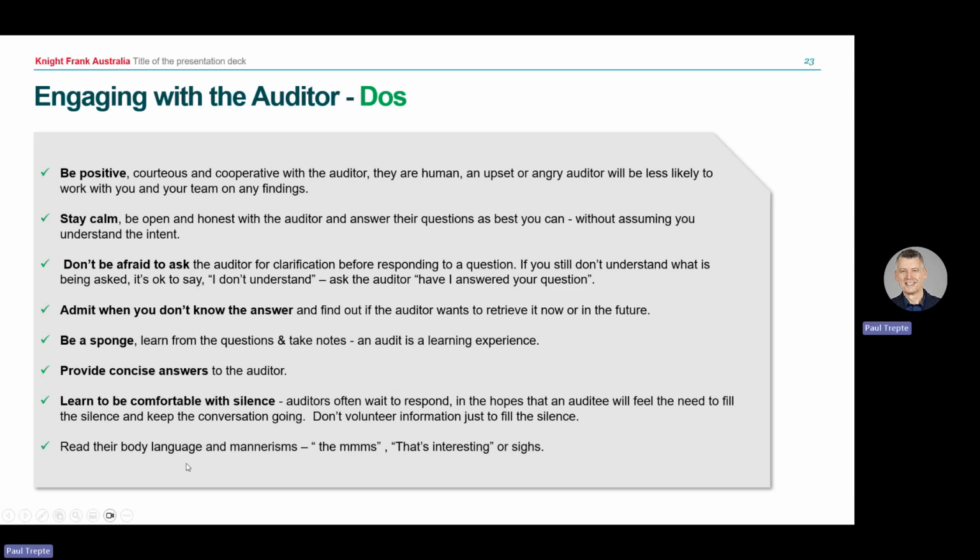Read their body language and mannerisms. One of the things I was always told by some of my clients who I knew for many years is, as soon as you go "oh, that's interesting," or you sigh, we know there's an issue. So listen out for those sorts of things and ask them, is everything okay? Is there something that we need to be concerned about?